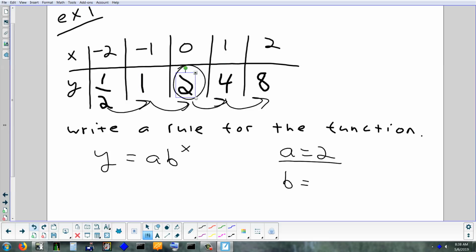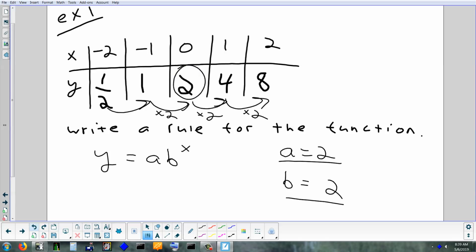All right, let's try that pattern. Times 2. How do you get from 2 to 4? Times 2. How about from 4 to 8? Times 2. There's my pattern. I times by 2 each time. So what's my B value? 2. How come? You're timesing it by 2. Yeah, exactly. It's what you times by each time. Whatever you multiplied by, there's your pattern.